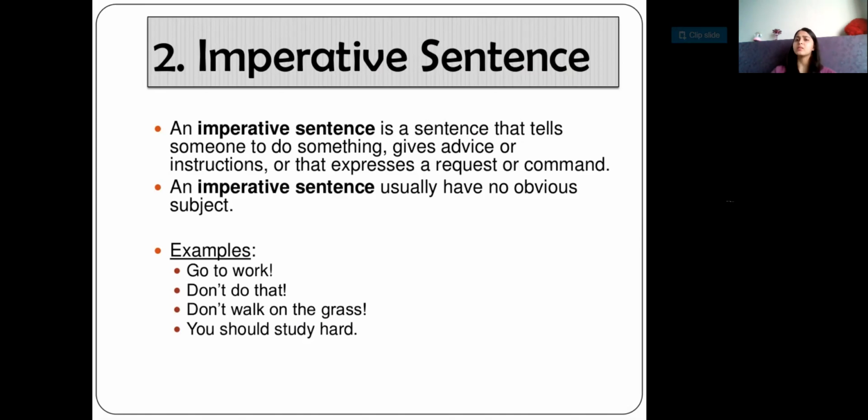Don't do that. Okay, it's an advice. Don't do it. It can also be a command. Don't walk on the grass. It's an instruction. You should study hard. It's an advice. All right, so all these things which have advice, request, command, instruction come into imperative type of sentences.